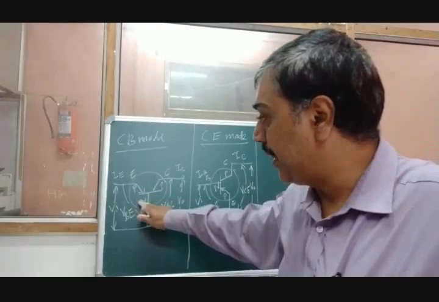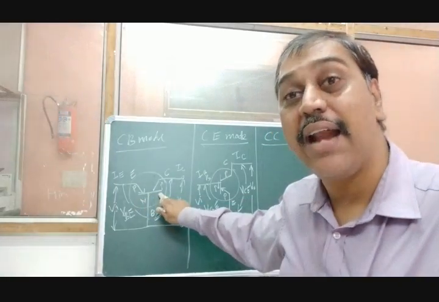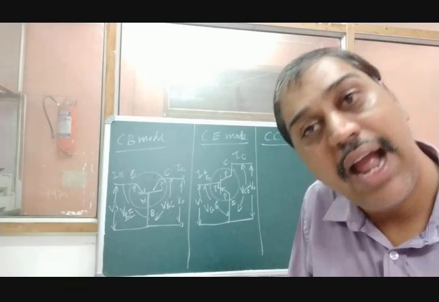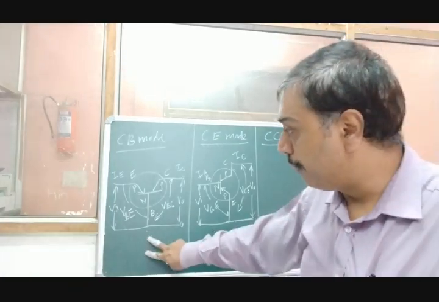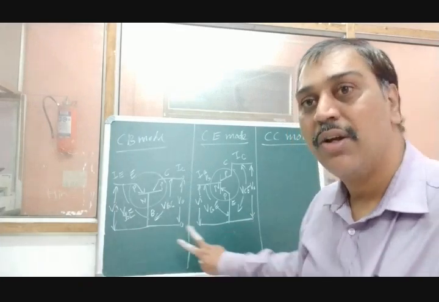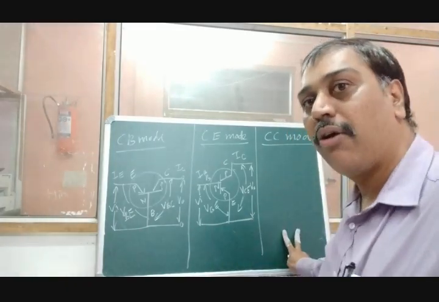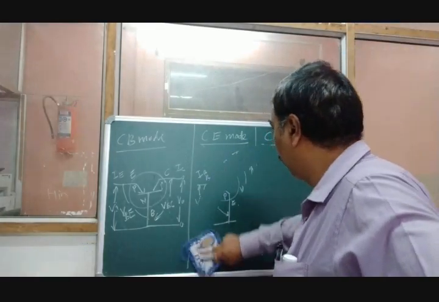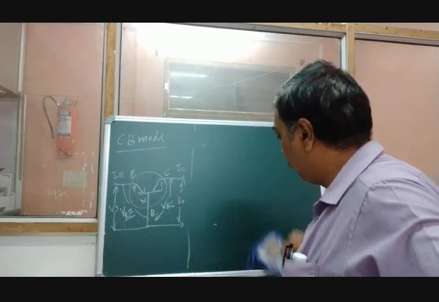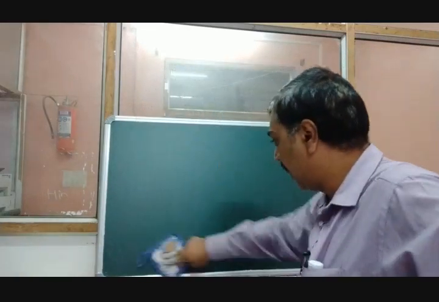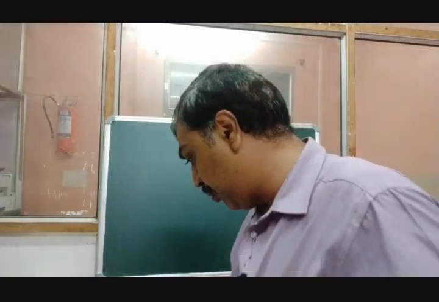This we have drawn for PNP. Similarly, you can draw for NPN transistor. So there are two, one for PNP, the other for NPN. Two for common base, two for common emitter, two for common collector. The total number of diagrams would be 6. The same thing is mentioned in the book, so have a look over it. But try to draw the diagram for common collector mode.